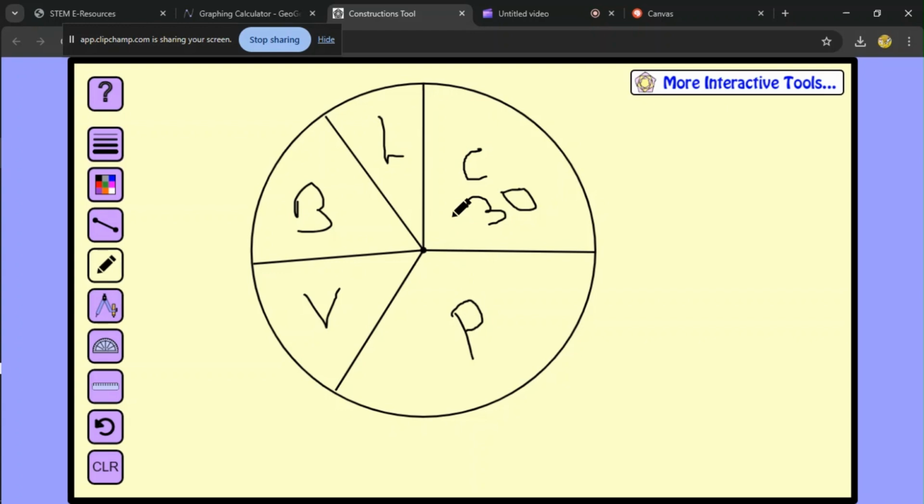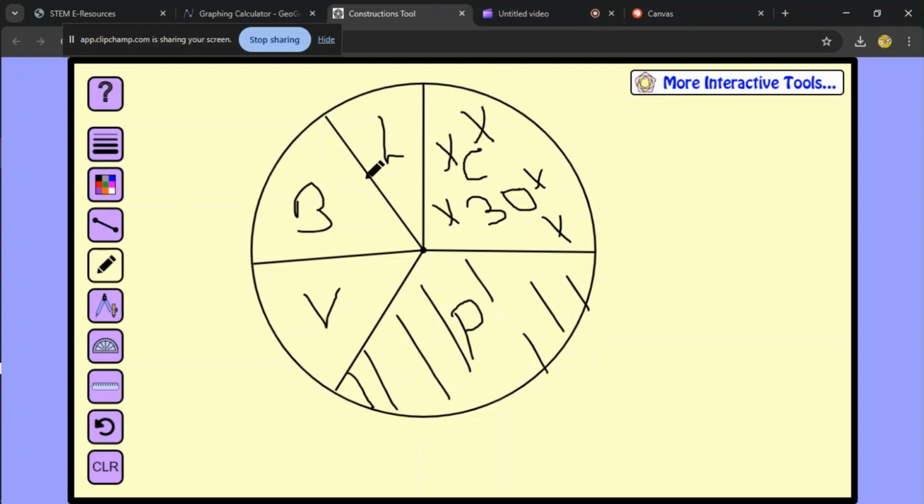You can choose to shade. No problem. You can shade differently. Maybe this one you can put some lines like that. Take different shades here. You can choose to put X for this one. You can choose to put X like that. No problem. So basically, that is a pie chart.